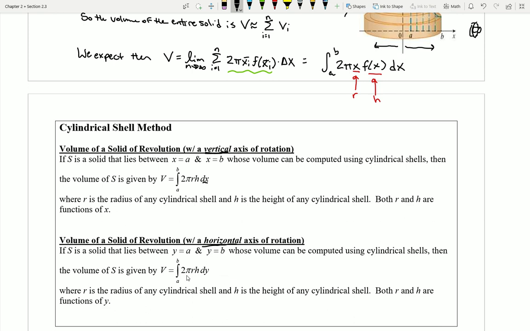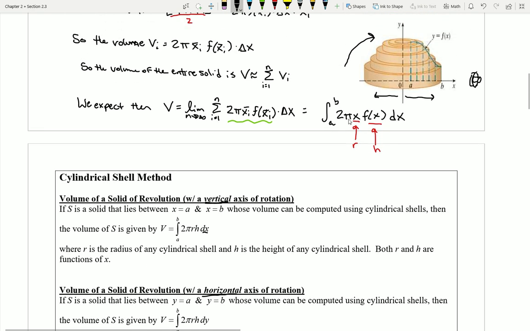I still have this r and this h, but the only difference is that instead of these representing something with x's, they'd have to represent something with y's. Now before we end this video, I want to show you this connection between these values of x and f of x, these values of r and h. And to do this, I'm going to draw one final picture down here on the page.